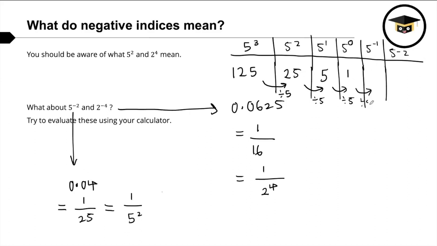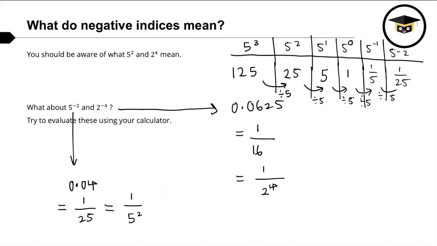And now what is 1 divided by 5? It's 1/5. Now, to go from 5 to the power of negative 1 to 5 to the power of negative 2, what do we have to do here? We have to divide by 5 again. And 1 over 5 divided by 5 is 1 over 25. So you can see how that is the real way of how we get negative indices in the first place.